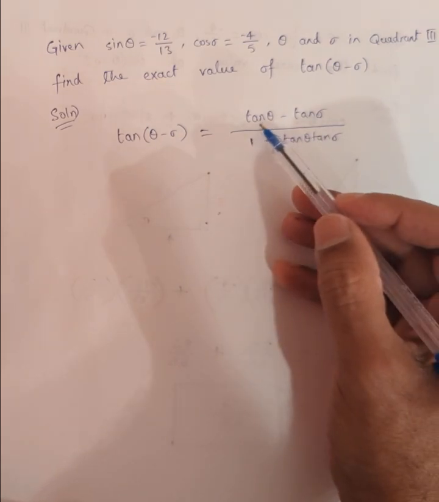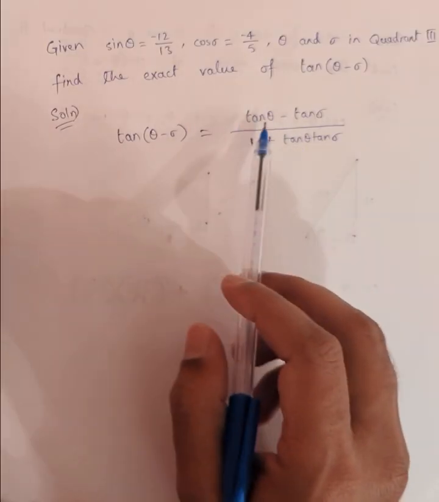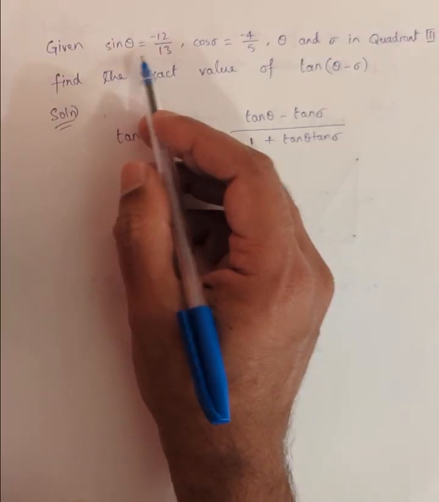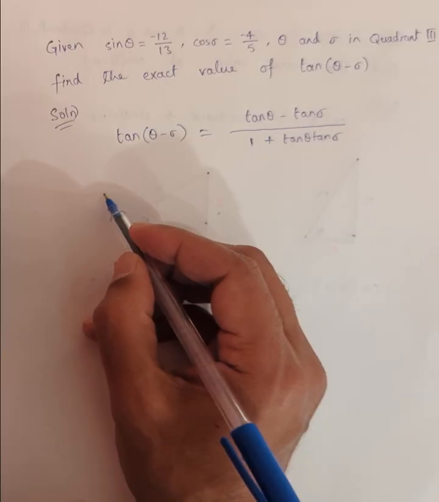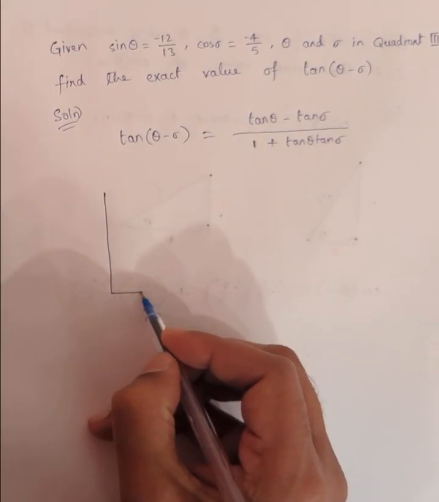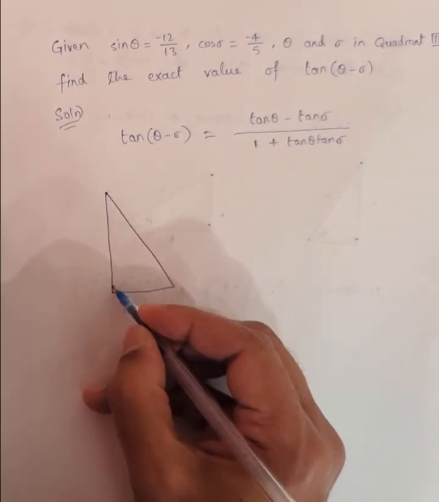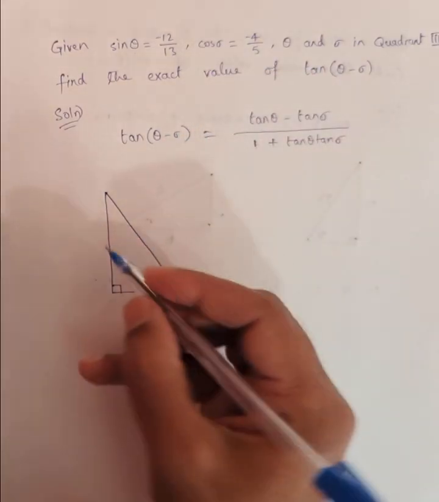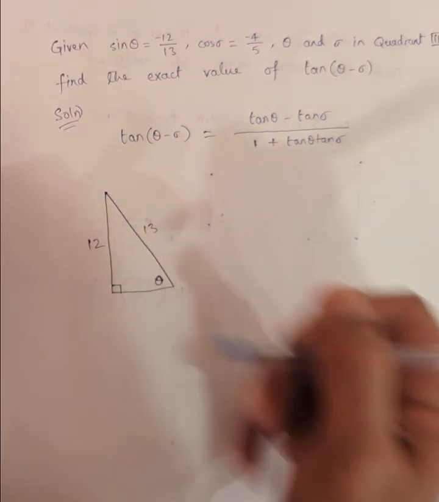So we are not given tan theta and tan sigma, but that's what we need. Instead, we are given sine theta and cos sigma. So from this, what I'm going to do is draw a right triangle. I will ignore the negative sign for the time being. So sine theta, I will pretend that it is positive 12 over 13. So go ahead and draw a right triangle. Call this acute angle theta, and sine is opposite over hypotenuse. So opposite is 12, hypotenuse is going to be 13.